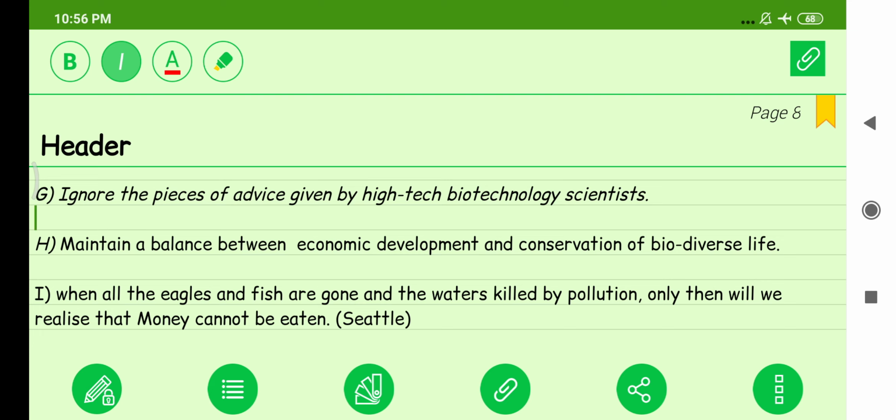And he says, don't go after money. You need money, but do not become greedy. Do not kill every bird, do not sell every vegetable, fruit, every life form. Do not sell all trees to increase your bank balance. He says money cannot be eaten. And he tells us again that we need to maintain a balance between economic development and conservation of biodiverse life.